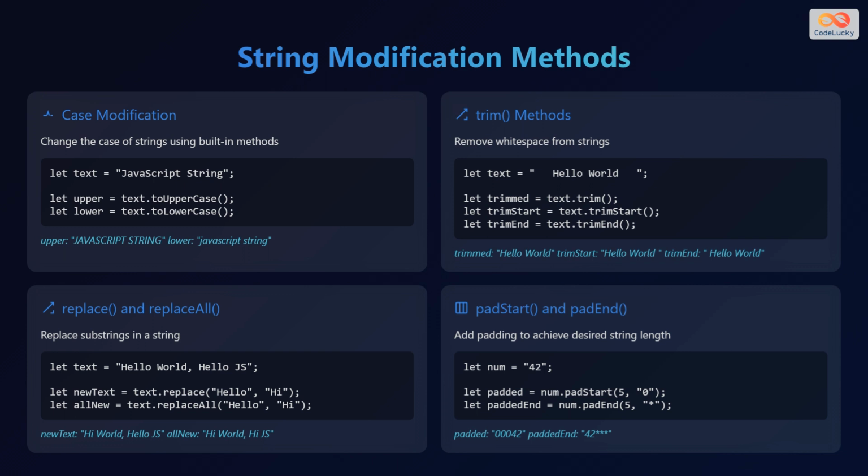The padStart and padEnd methods add padding to achieve the desired string length. Let number = "42". Let padded = number.padStart(5, "0"), and let paddedEnd = number.padEnd(5, "*"). This results in padded being the string "00042", and paddedEnd being the string "42***".